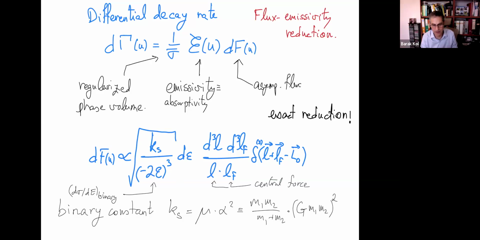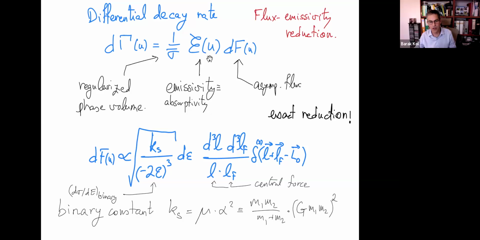I will not even explain much unless you ask me, but that has a closed form. And then the emissivity function, that remains unknown. But in some cases, the asymptotic flux is the dominant factor. So if you write the quantity of interest as a product of two functions, and one of them is dominant and you know it, then you make progress.